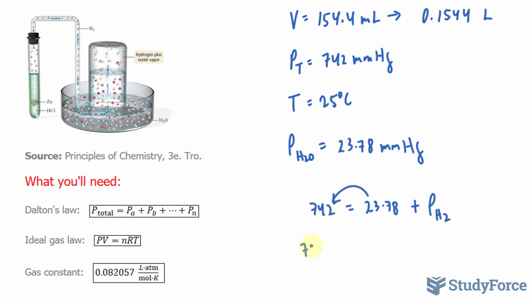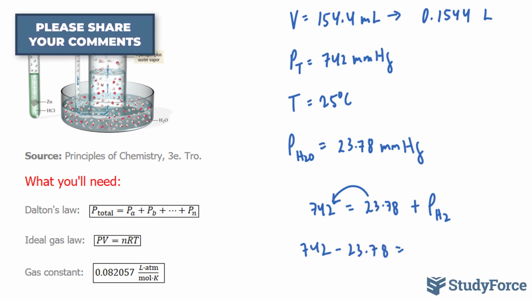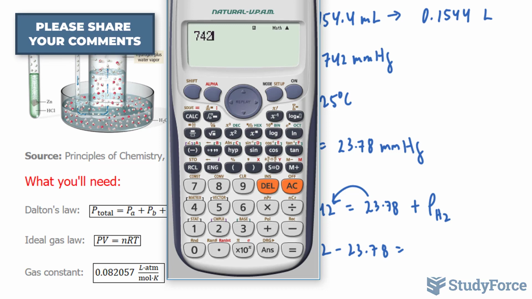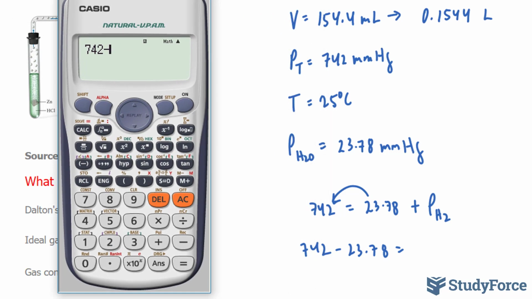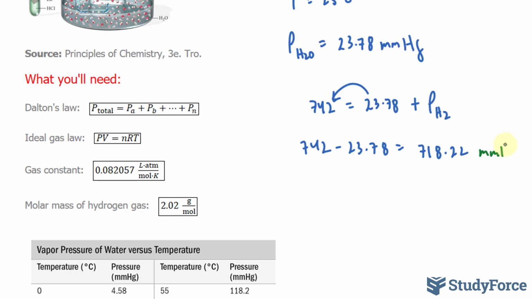Rearranging, we get 742 minus 23.78. Using our calculator, 742 minus 23.78, and we get 718.22 millimeters of mercury. The last significant figure here is this 8. Everything after this 8 is insignificant, although I'll keep this part just to prevent any rounding errors.